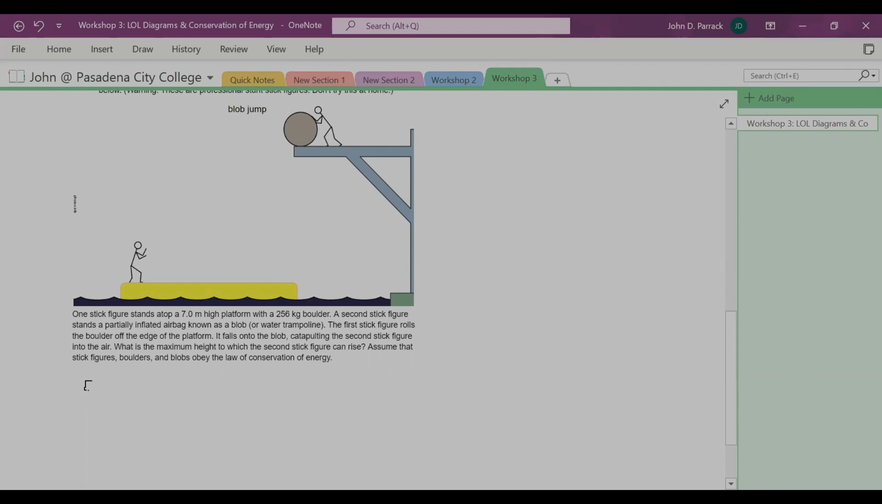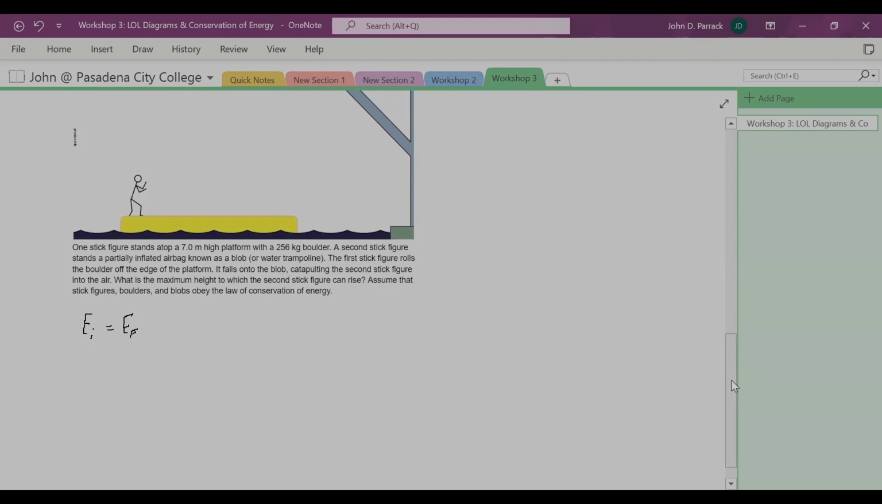So we pick some initial instant, some initial amount of energy, and then we set that equal to the final energy. And we're going to try to use that to solve this question, which is, what is the maximum height to which the second stick figure can rise?